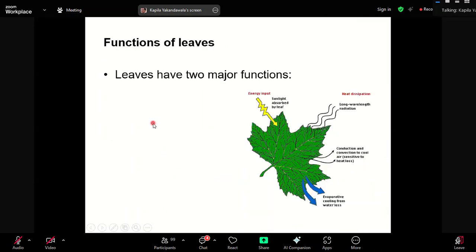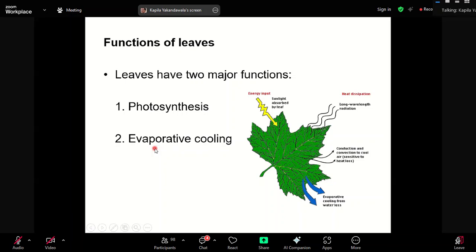Functions of leaves: the major function is photosynthesis. It has chlorophyll, so it can produce its own food. They can absorb carbon dioxide and liberate oxygen. During this process, they store food energy in the form of sugar, which is then converted to carbohydrate. You have learned about photosynthesis with Professor Abe Singh.